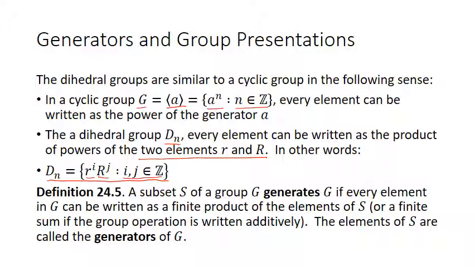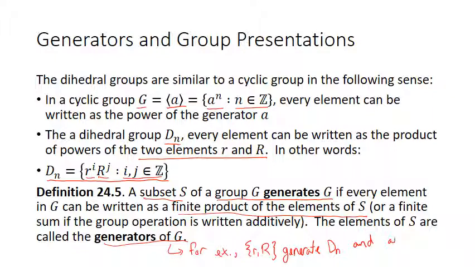So that's kind of interesting. And because of that, we have this definition here. A subset S of a group G generates G if every element in G can be written as a finite product of the elements of S, or a finite sum if the group operation is written additively. And then the elements of S are called the generators of G. So for example, little r and big R generate the dihedral group. And those are the generators of the dihedral group.